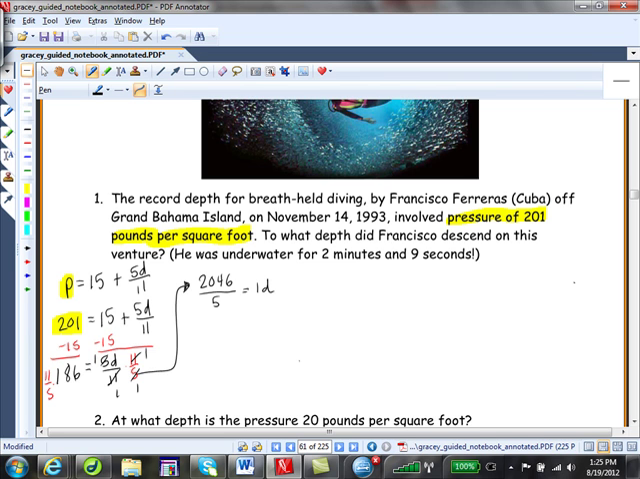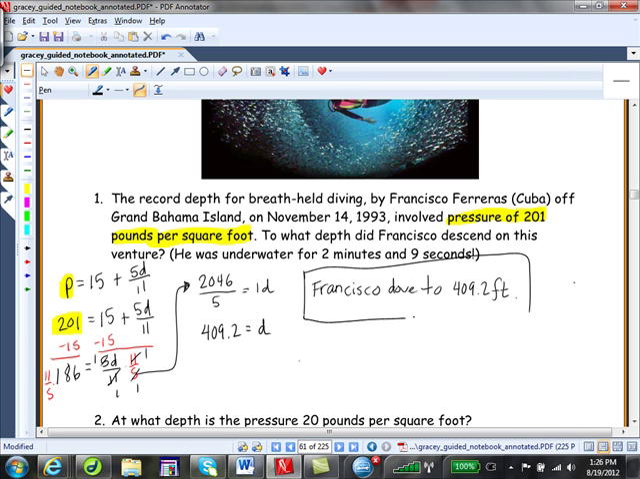And then when we divide 2,046 by 5, we end up with 409 and 2/10 is equal to D. So let's put our answer in words. So Francisco dove to 409 and 2/10, and the unit will be in feet. All right, so we're all set.